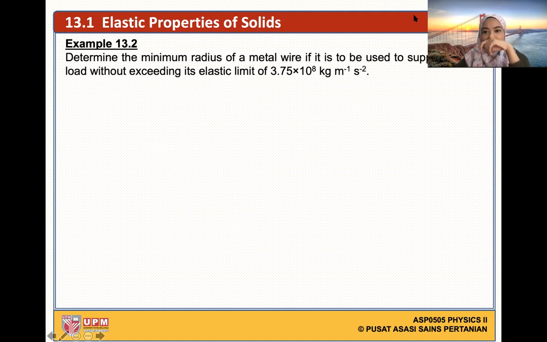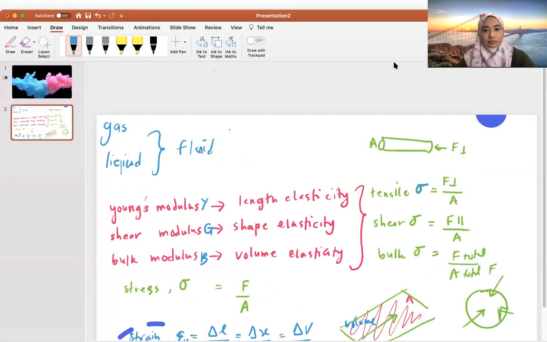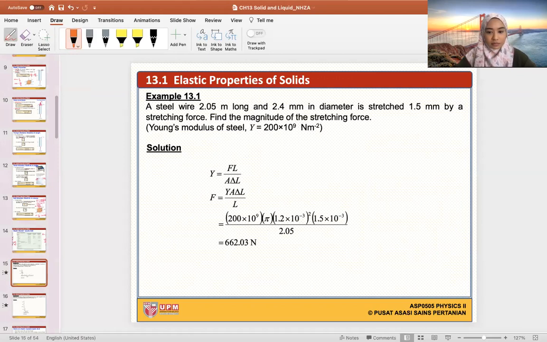Dia kasih jawapan dia. What happened? Oh, something crazy going on. Sorry, sekejap eh. Whoops.